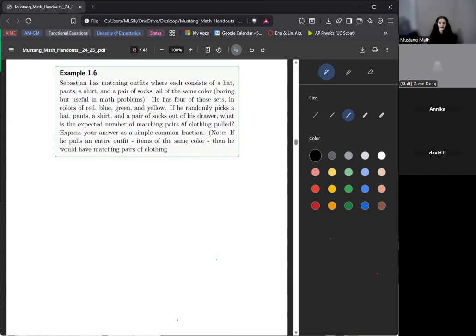Okay, so next we have Sebastian with matching outfits, where they consist of a hat, pants, shirt, and a pair of socks. So I'm just going to put the shirt as SH.